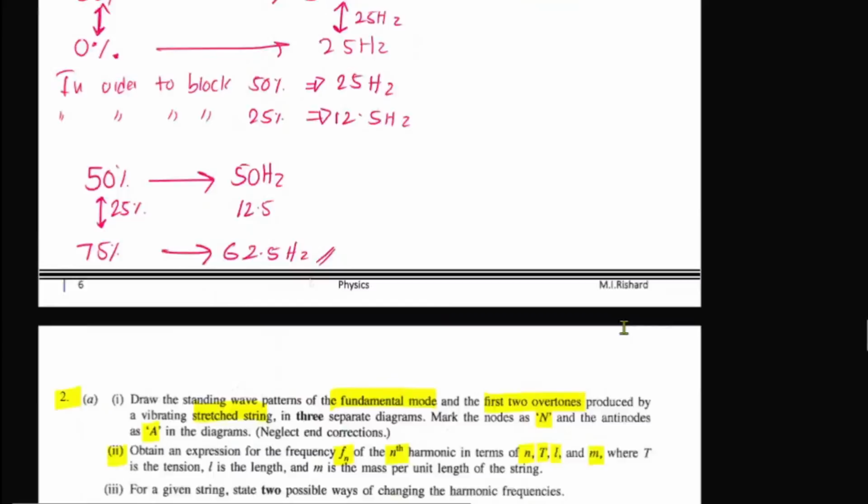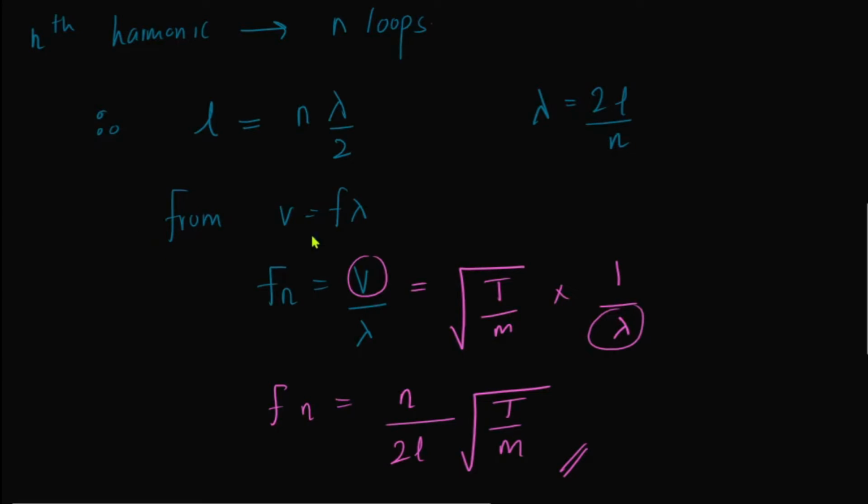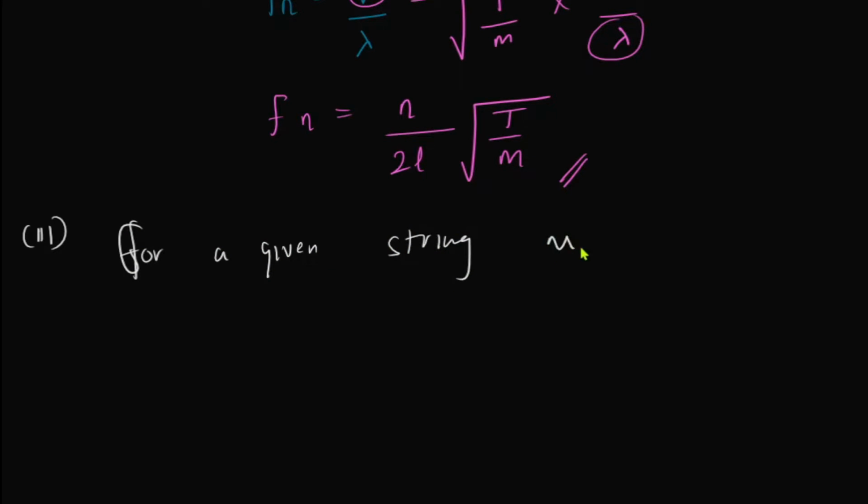Okay, cool. Let us move on to the next problem, that is the third one. In the third one, what they are saying is, for a given string, state 2 possible ways of changing the harmonic frequency. How can we change the harmonic frequency, right? For a given string, mass per unit length is constant, so you can't vary it, but you can vary the tension of a given string.